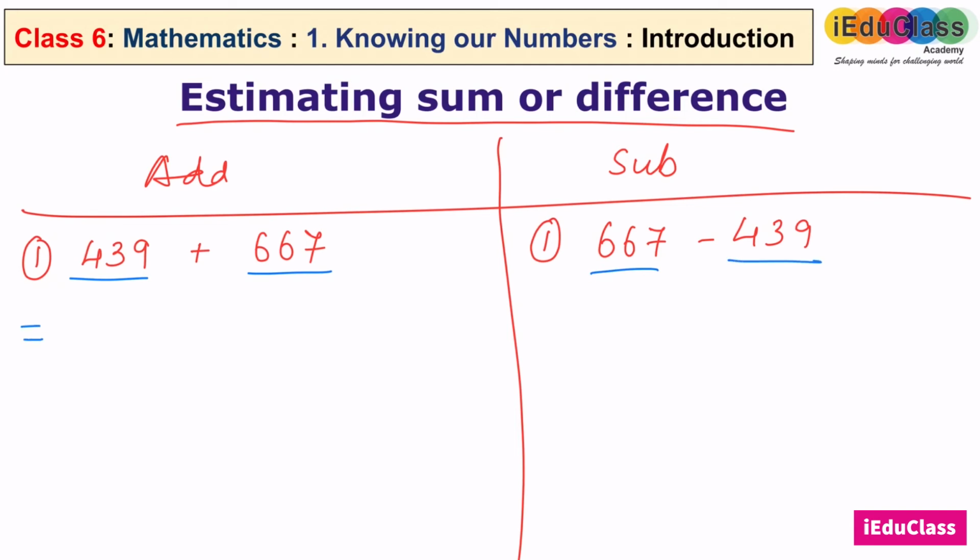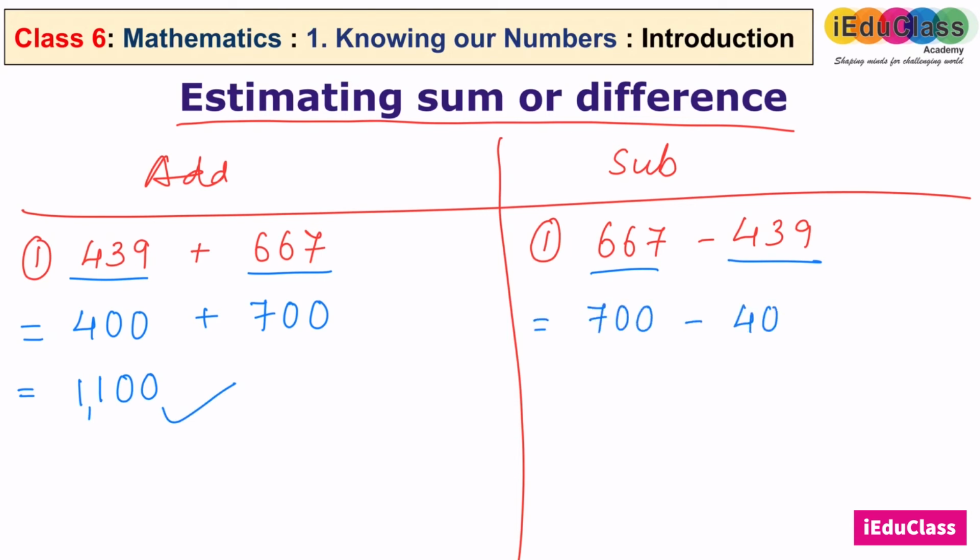So 439 is nearest to 400. 667 is nearest to 700. 4 plus 7, 1100, and it is done. Next question here, 700 minus 400, the answer is 300. This is the nearest 100. Now I will do nearest tens. Let's see.